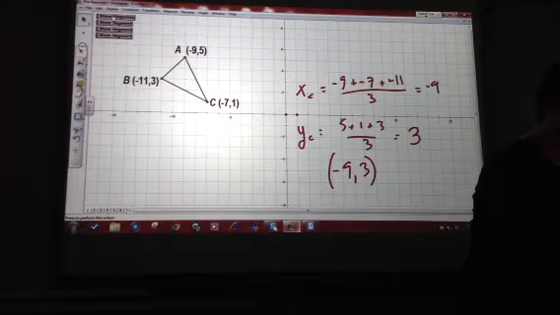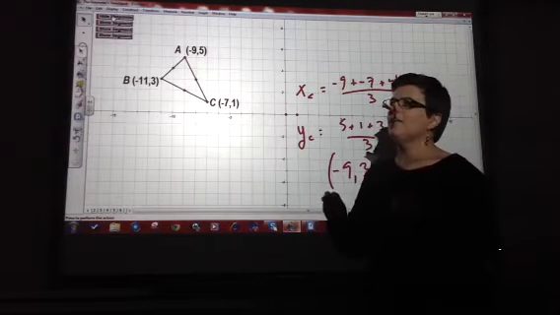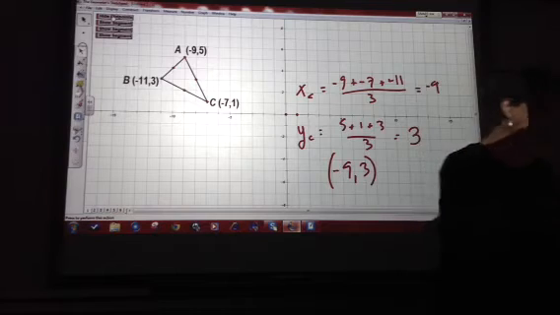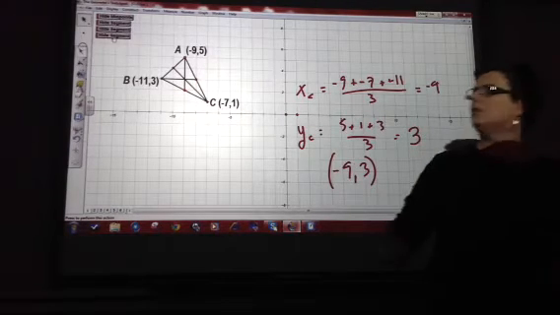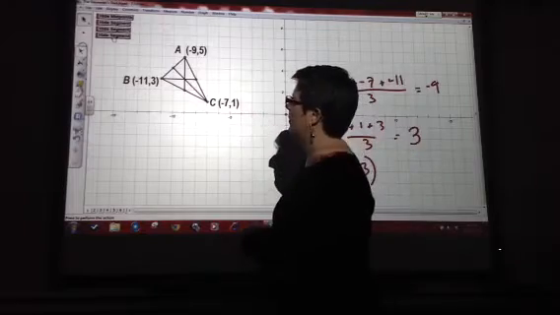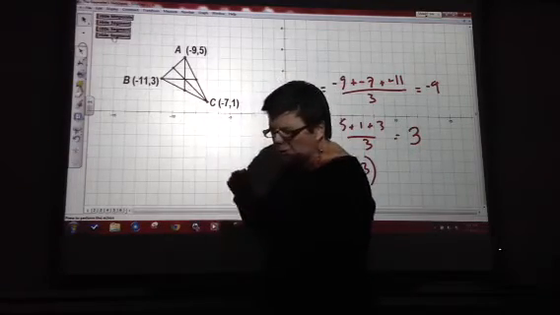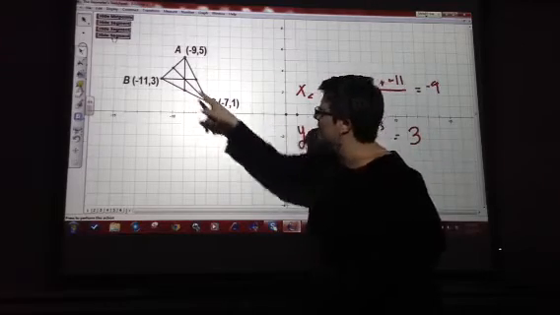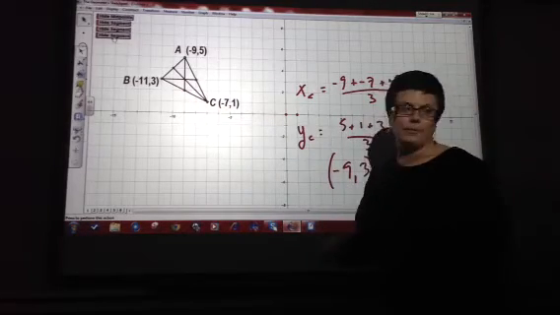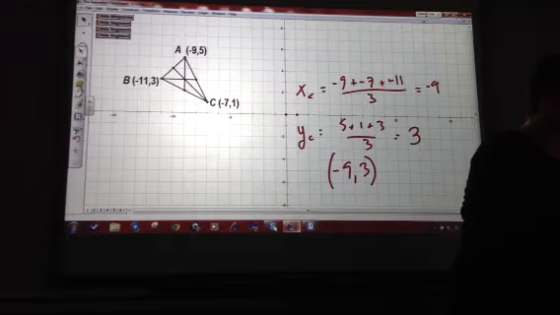In confirming what we've done, we're just thinking of the point of concurrency of the medians. Remember, medians are segments from vertices of triangles to the midpoint of the opposite side. And notice that those three lines intersect in one and only one point, and the point's coordinates would be negative 9, 3. So that's example 1, or problem 1.